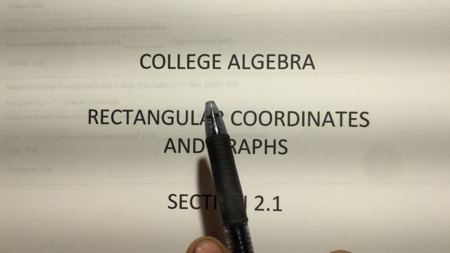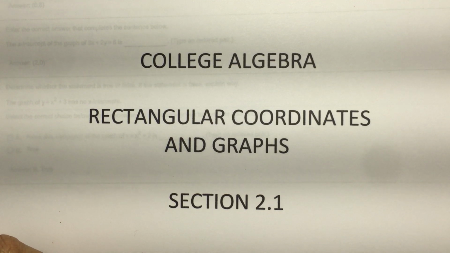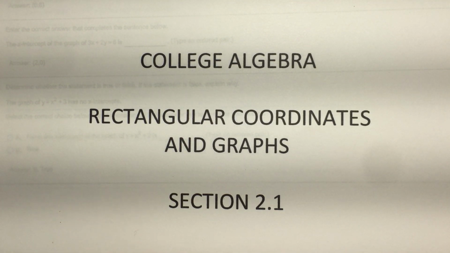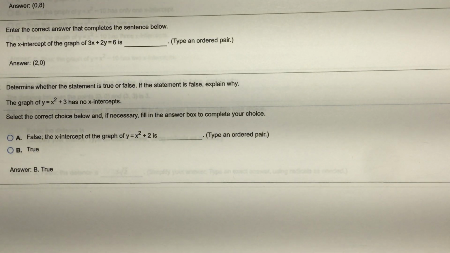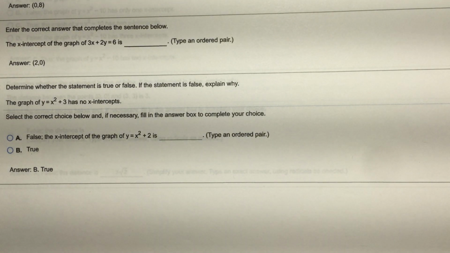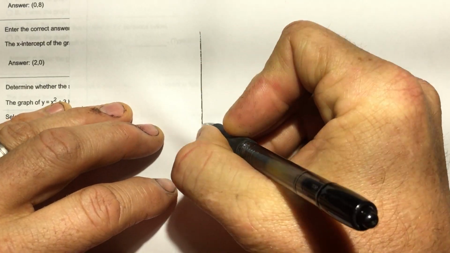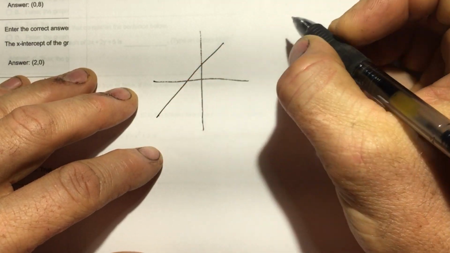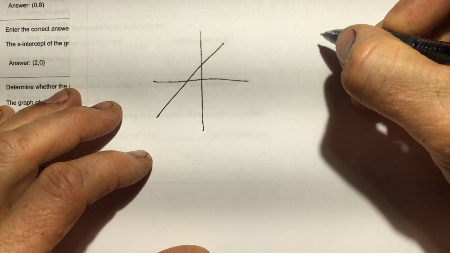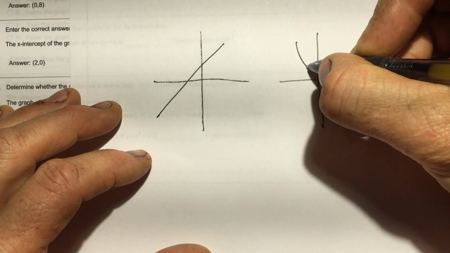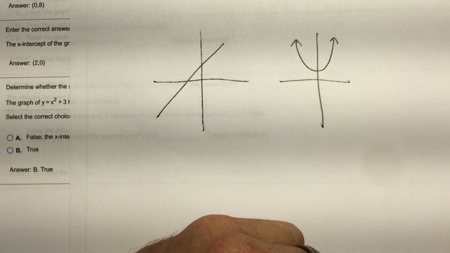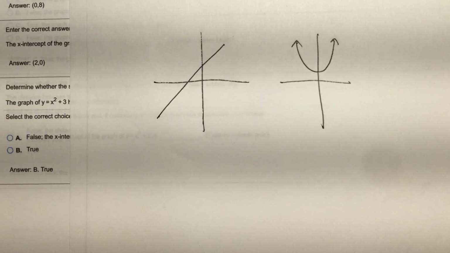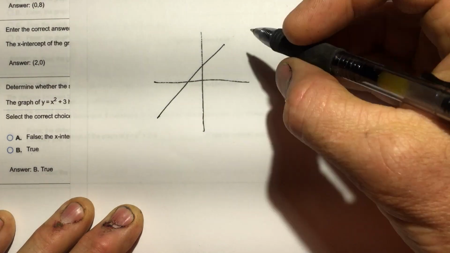All right, college algebra. We're looking at rectangular coordinates and graphs in section 2.1 today. First thing we're looking at is x and y intercepts. So when you have a graph, whether this graph is just a line or whether your graph is like a parabola, like this right here, you have important values of intercepts as far as where it crosses the x-axis or where it crosses the y-axis.